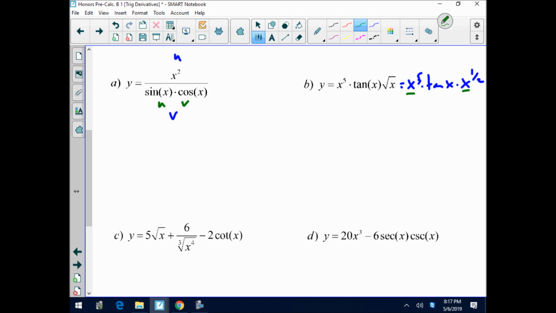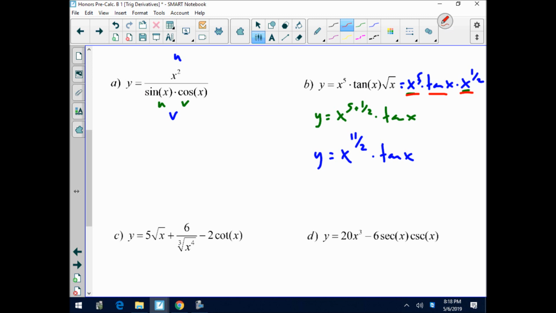So right here, we actually have y equals x to the 5 plus 1/2 times tan x. And from there, we can say that our x to the 5 plus 1/2 can be written as x to the 11 over 2 times our tan x. Now, next class we'll talk about how to attack this guy directly with an extension of the product rule.